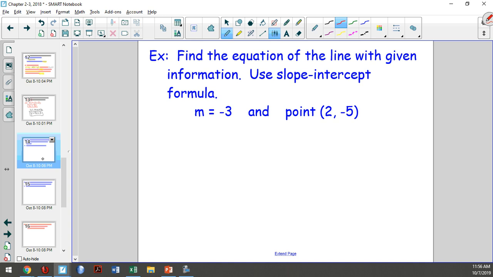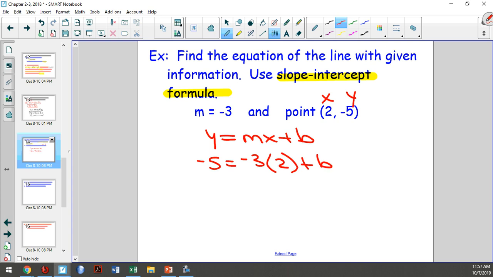So I want you to use slope-intercept form. Slope-intercept formula. What is slope-intercept formula again? Y equals mx plus b. When I utilize this formula, what do I label my point as? X and y. So here's my point x, here's my point y. Do we understand that? So I'm going to plug and chug everything I have there. Y is -5, m is -3, x is 2, and b is b.